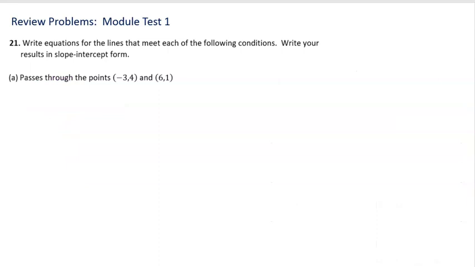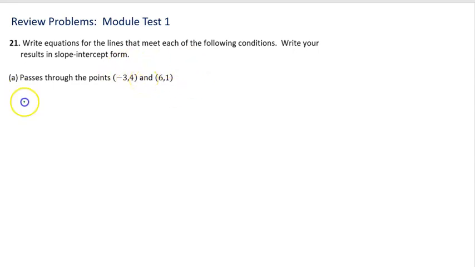Now the last type of problem, and we have several of these, we're going to knock out. We want to write equations for the lines that meet each of the following conditions. Write your result in slope-intercept form. And I'm going to do these like the homework presented. So what do we have? Well, we have 2 points.